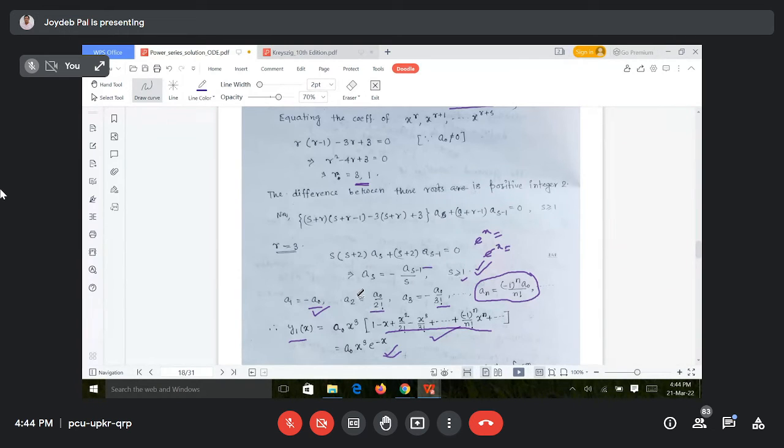Okay. Now in that case also, मतलब जब roots are differing by an integer, in that case finding the second solution is a bit difficult, क्योंकि y second solution जब निकालने जाओगे वो dependent हो जाएगा. So how to get an independent solution? It is the same procedure of double roots.